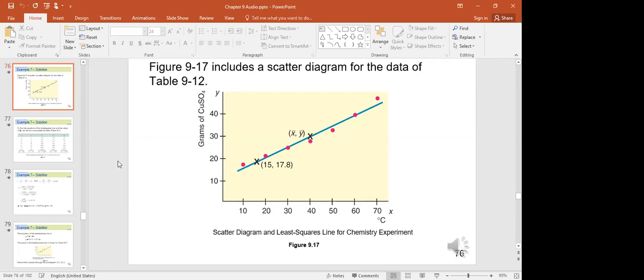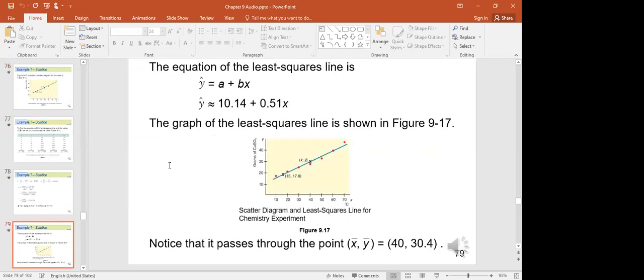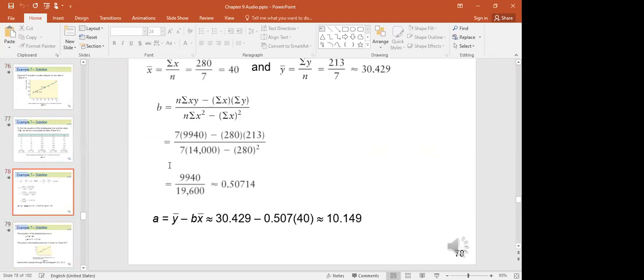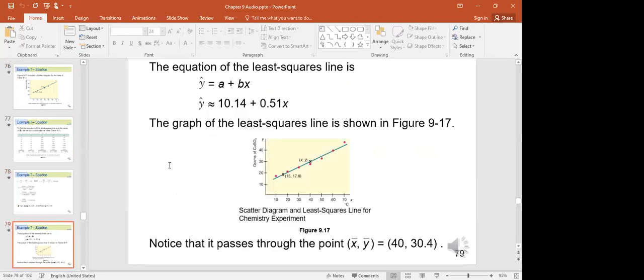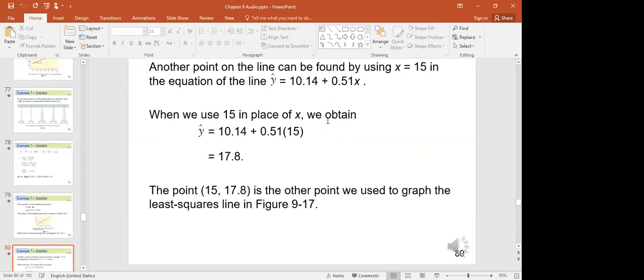There is another type of question that could come up. Estimate a value of y given a value of x. I have already told you about that when we replace 34 in the equation. You will replace the x value in the equation and you will get a number. Now, next thing we want, I just wanted you to know how to use calculator as well. So this is the equation, the regression line, 10.14 plus 0.51.